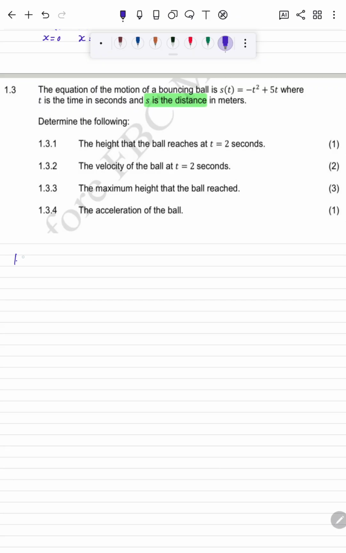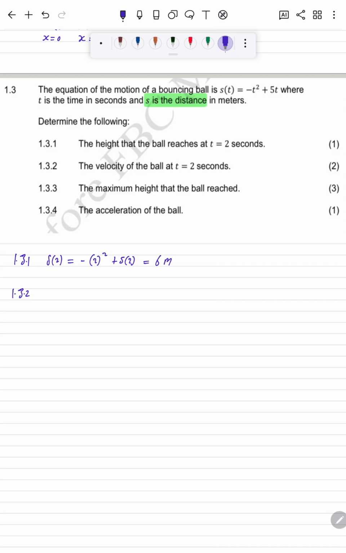So 1.3.1, we are looking for s of 2. So that's going to be negative, open bracket, 2, close bracket, all squared, plus 5 times 2. So 5 times 2 is 10. 10 minus 4 is 6. So that's going to be 6 meters, because you are talking height or distance.